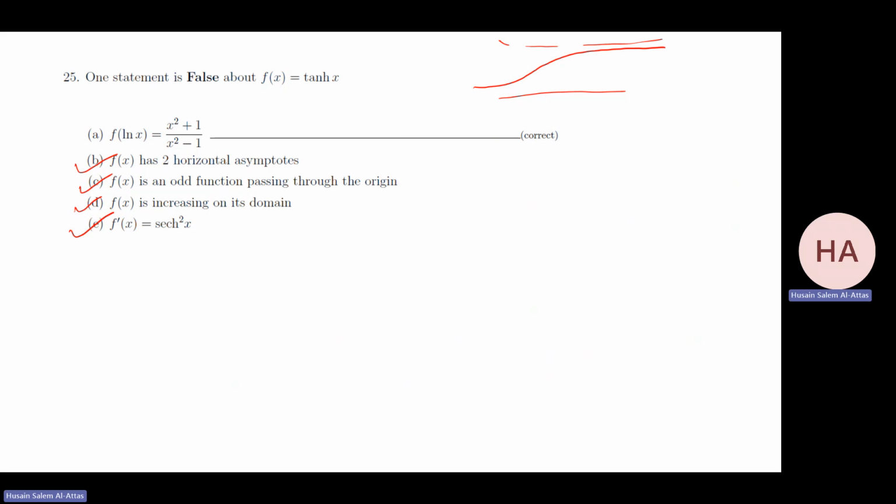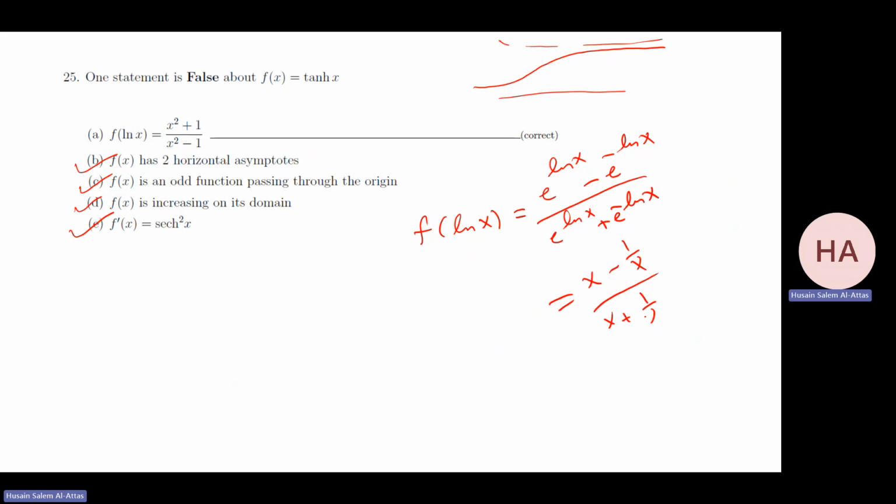Now f of ln x will be (e to the power ln x minus e to the power minus ln x) over (e to the power ln x plus e to the power minus ln x). That will be (x minus 1 over x) over (x plus 1 over x). That will be (x squared minus 1) over (x squared plus 1), which is wrong. This is my mistake. This is the false statement. You make it the opposite, the reciprocal of this.